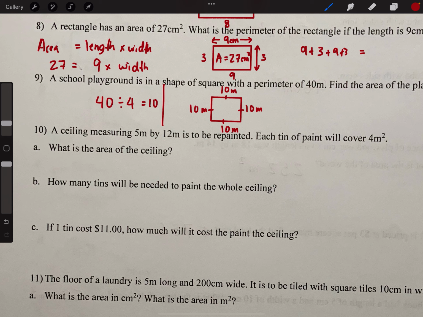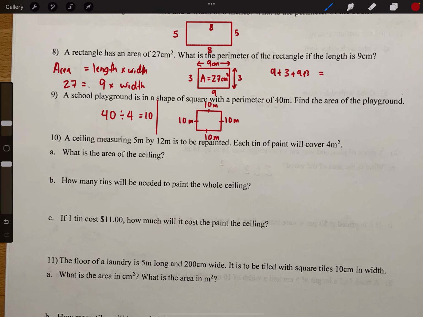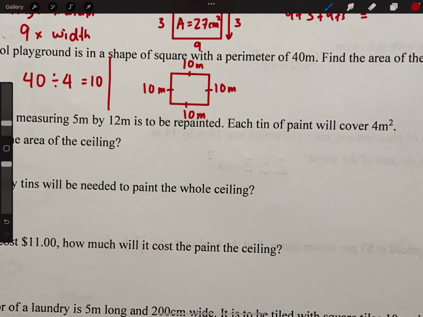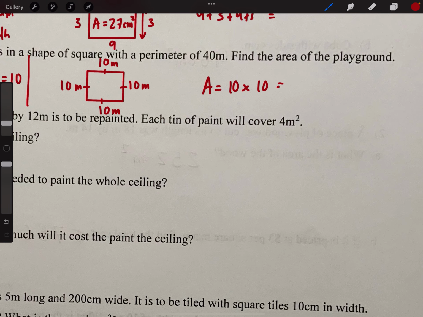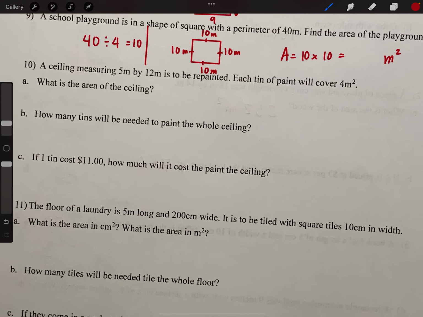Okay. It says find the area of the playground. Well, to find the area, we just multiply the sides together. 10 times 10. You can find the answer there. Leave your answer in meters squared, please.